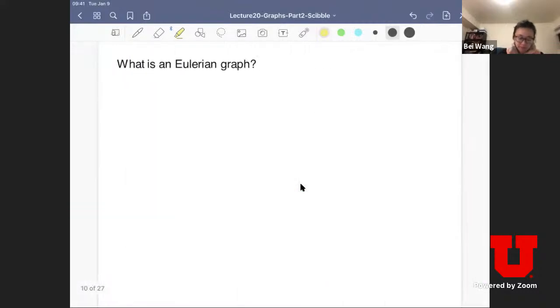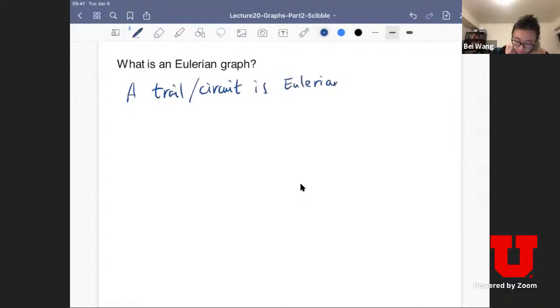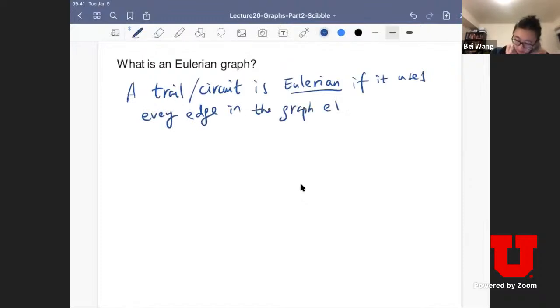So let's now go back to the few definitions. Number 1, a trail or a circuit, a closed trail, is Eulerian if it uses every edge in the graph exactly once.